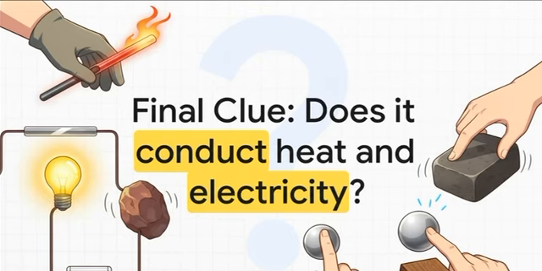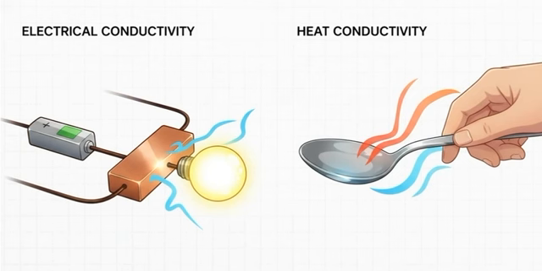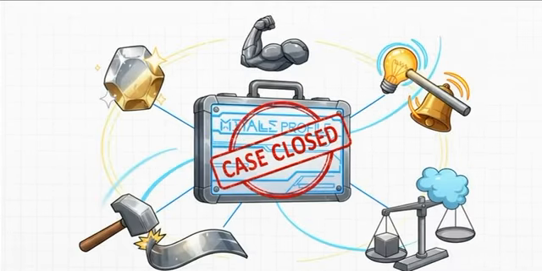All right, for our final clue, let's see how it deals with energy. What happens if you hook it up to a battery and a light bulb? Will electricity flow? And what about heat? What does it feel like when you touch it? Yes, and this is a huge one. Metals are fantastic conductors. The reason why is that their atoms have these electrons that can just move around freely. It's like a sea of electrons that lets electricity and heat travel through the material super easily. That's also why a metal spoon feels cold when you touch it. It's not actually colder than the room. It's just pulling the heat away from your hand really, really fast. That's conductivity.